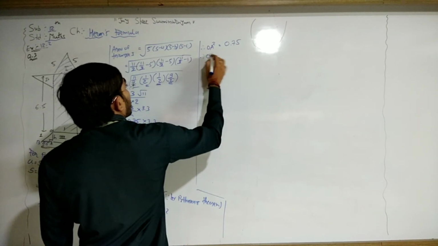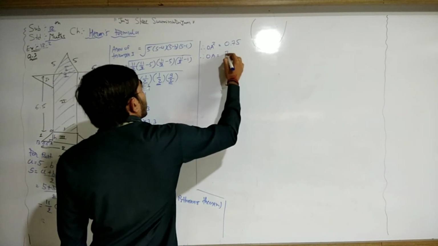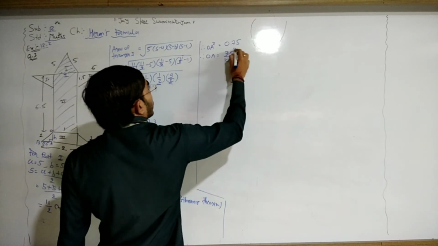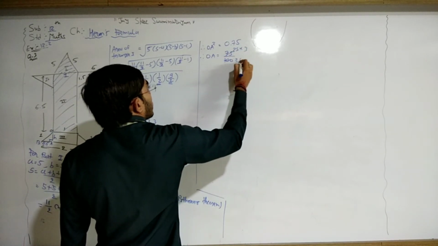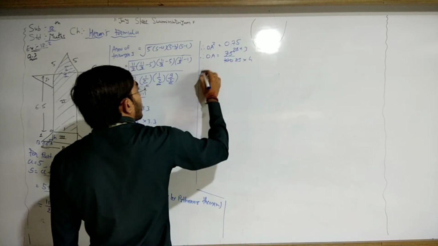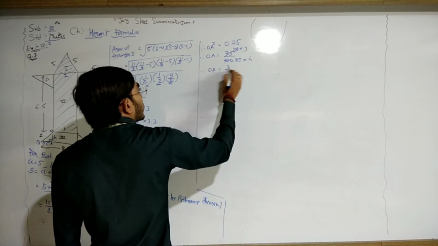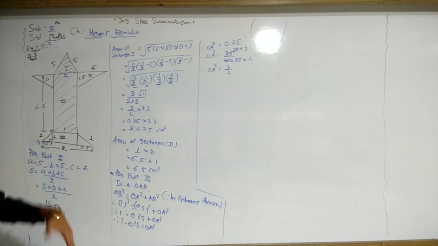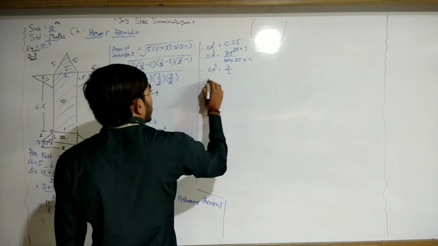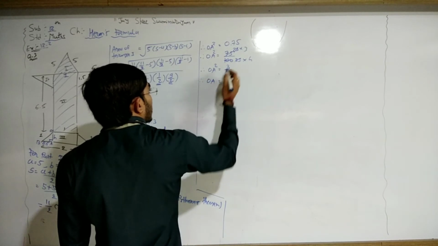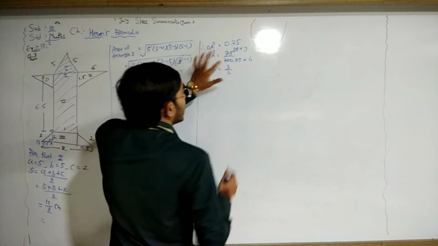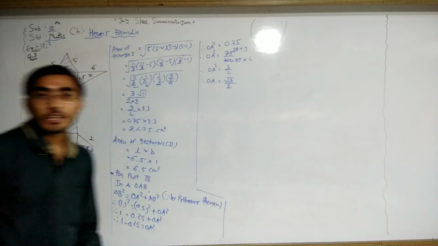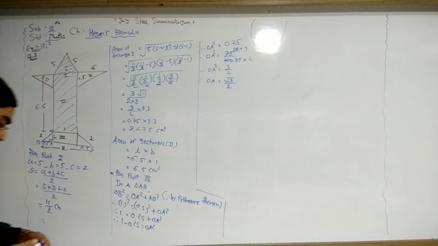Now 0.75 means what? 75 divided by 100. 25 3s are 75, 25 4s are 100, 25 cut, so OA square is equal to 3 by 4. Now we need to take the square root. So OA is equal to the square root of 3, which remains as it is, under root 3, and the square root of 4 is 2. So under root 3 by 2.